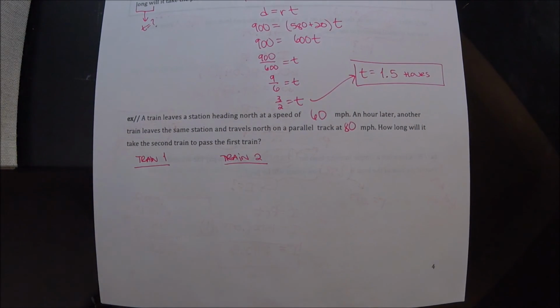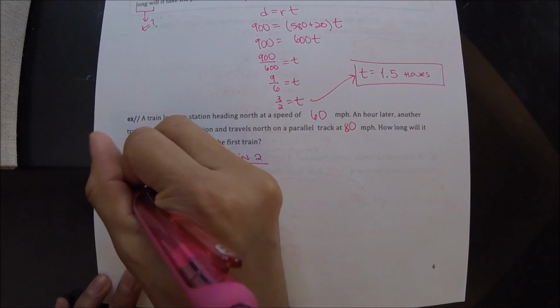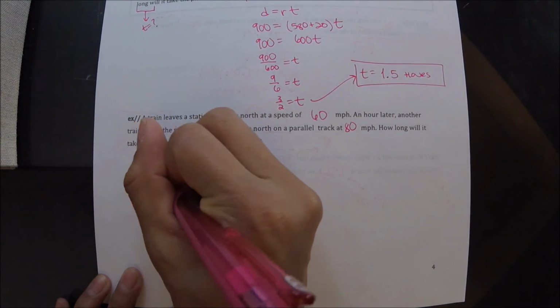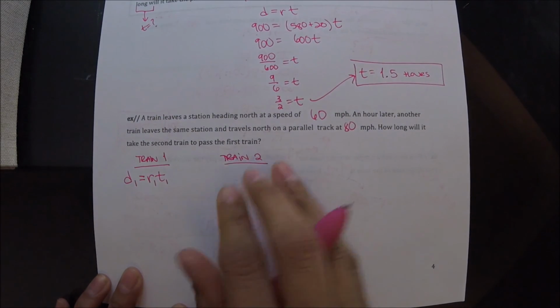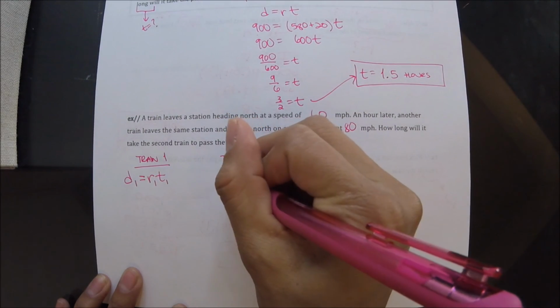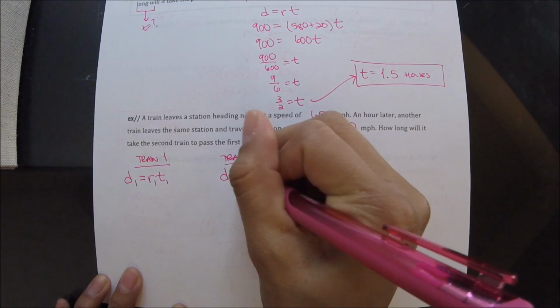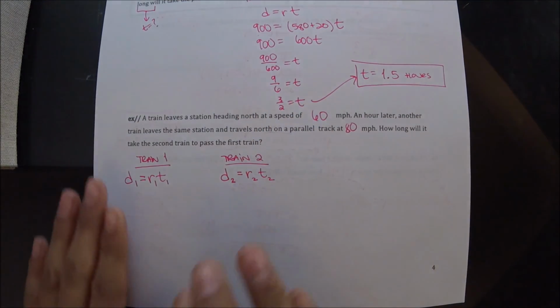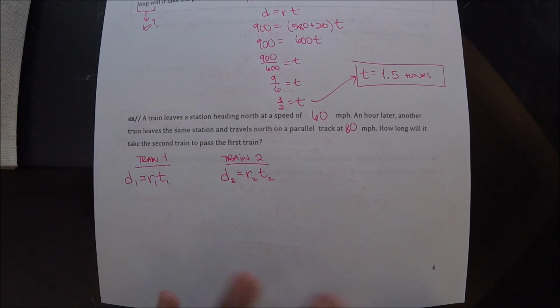And we know we're dealing with distance and speed, so let's just write that equation down for both. So for the first train, I'm going to call it d1 equals rate 1 times time 1. And the second train I'll do slightly different, d2 equals r sub 2 times t sub 2, just so that they're a little bit different so we can tell them apart.